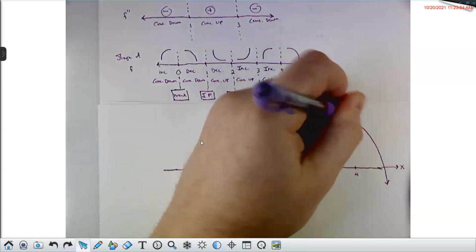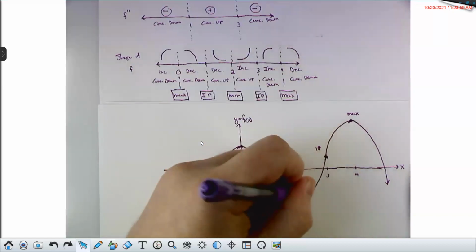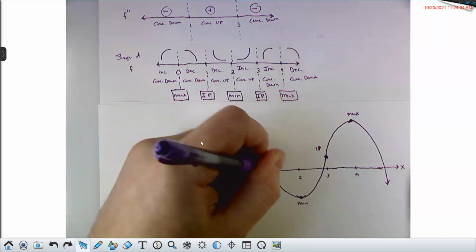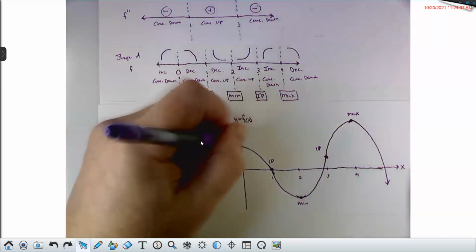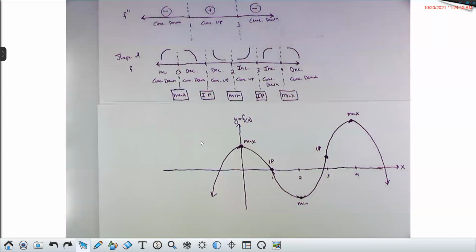Here's the max that we have at 4. Here's the inflection point at 3. Here's the min we have at 2. The inflection point at 1. And the max at 0. And you can see how if I knew the y values of all these points, then I would have an actual very, very well-controlled graph. I would be able to draw a beautiful graph for just about any function if I have all this information and the actual coordinates of these points.